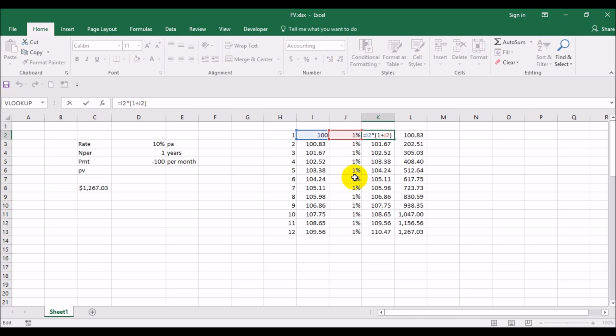So what I did was calculate the 100 rupees into 1 plus my interest rate, which gives me 100 rupees 83 paise. Now on 100.83, again my interest will be calculated and I get from the earlier value to this value 202 rupees. That way the calculation has happened, and finally I have arrived at an amount of 1,267 rupees, which I have got from the bank.